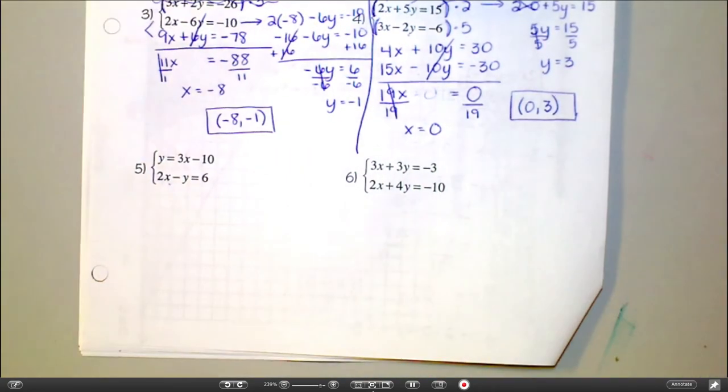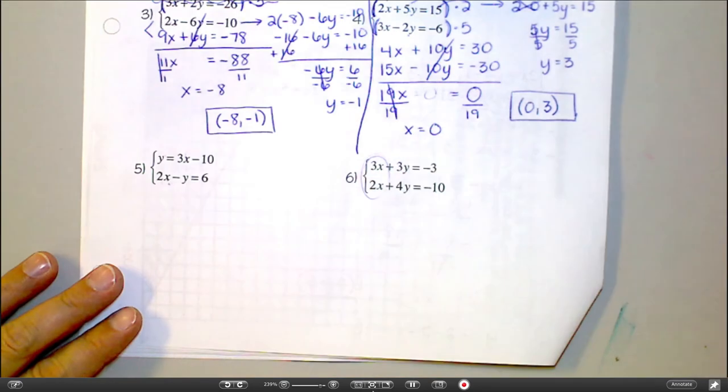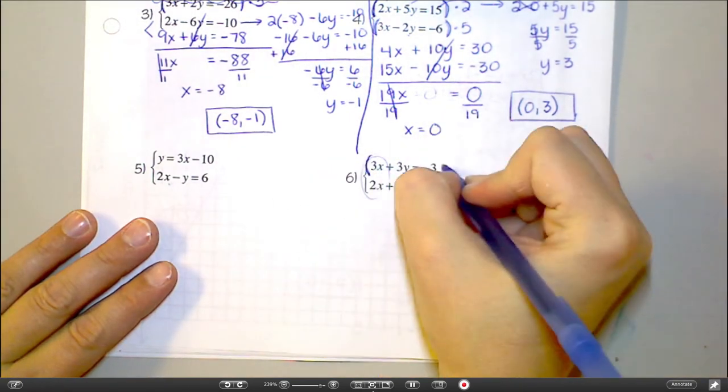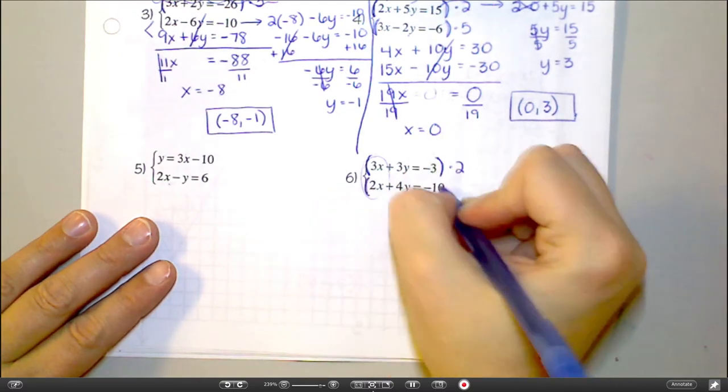What are your thoughts on number 6? There's nothing nice about number 6. No numbers that work together well. No positives and negatives. I have to change everything. So what do you want to do, x's or y's? X's? Okay. So looking at my x's, what do I want to change them both into? 6. So I'm going to multiply on the top by 2 and on the bottom by 3.